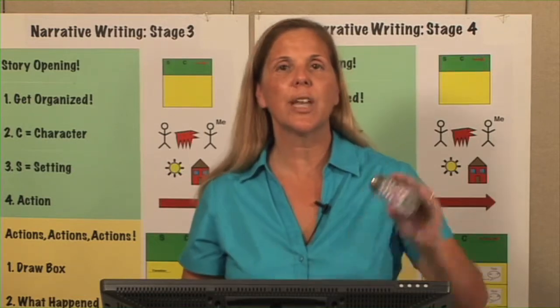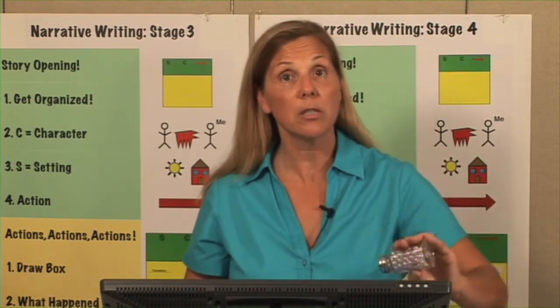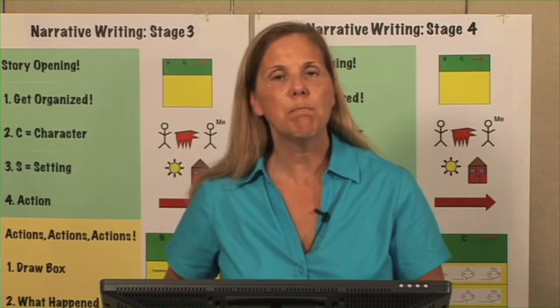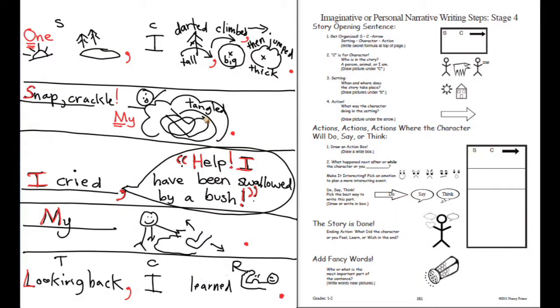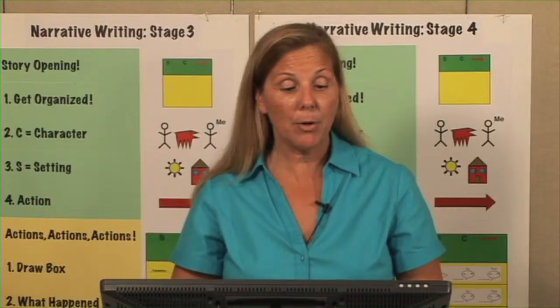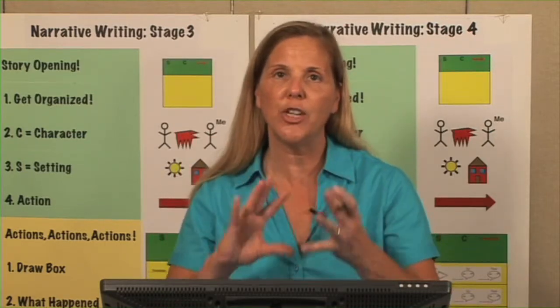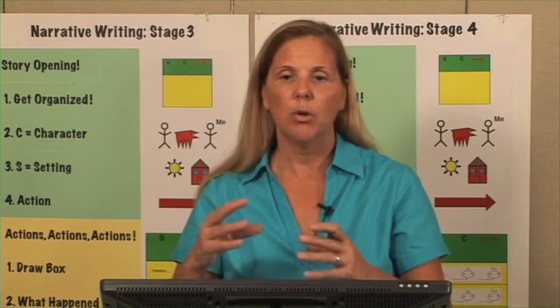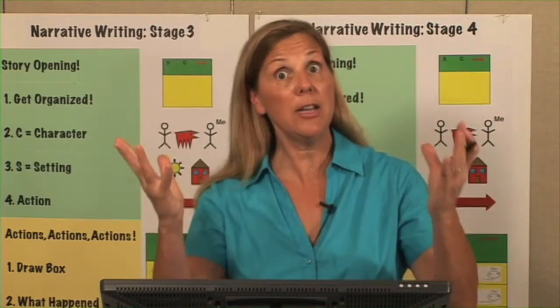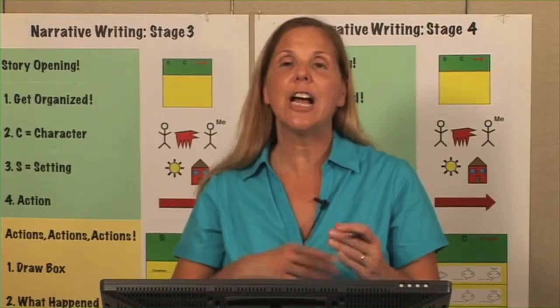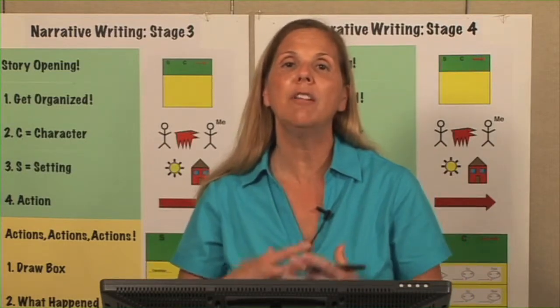We already did this with the first sentence, but do we want to go back and add fancy words? So let's look at our second sentence. My foot got tangled in its branches. What would be important? Probably branches. Snap, crackle, my foot got tangled in. What kind of branches would my foot get tangled in? Well, was there just one or a bunch of them? A bunch of them. So let's put a bunch. So we'll put bunch. Snap, crackle, my foot got tangled in a bunch of branches.